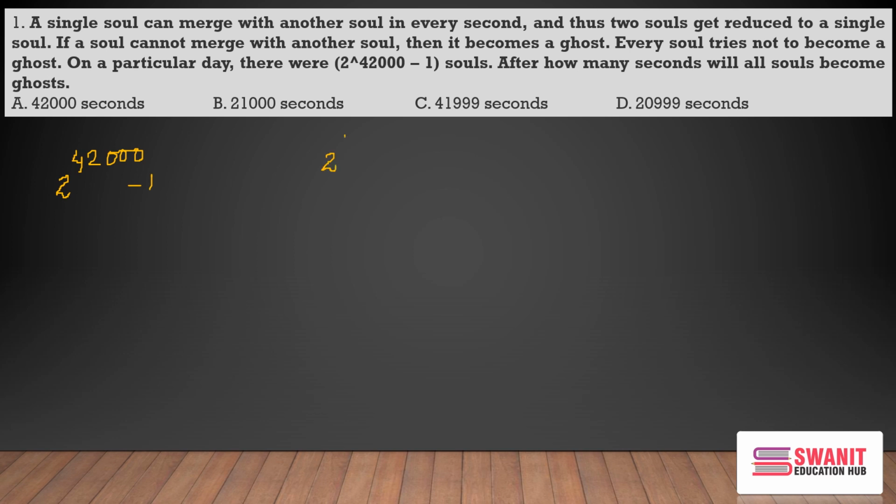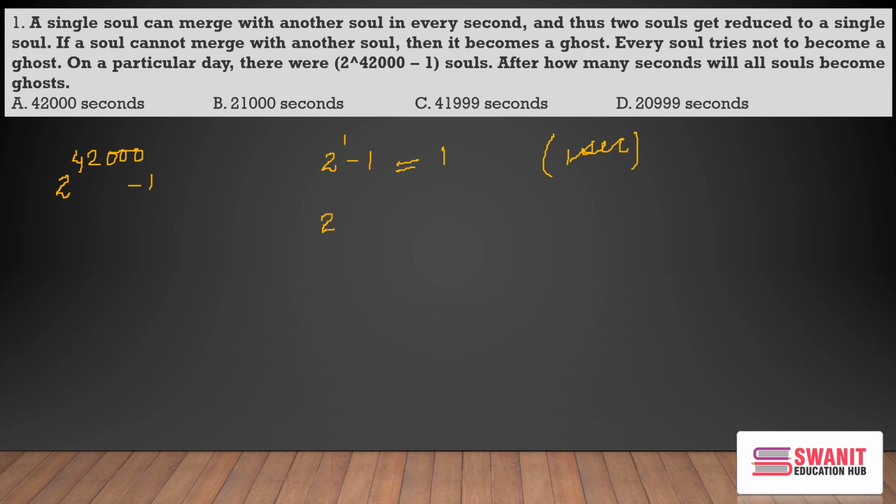Let's assume the question is 2 raised to the power 1 minus 1. That means there are 2 raised to the power 1 minus 1 souls. That means I would have only one soul. Now when there is only one soul, definitely it will convert into a ghost in 1 second. So 1 second is the time required to convert 2 raised to the power 1 minus 1 soul into a ghost.